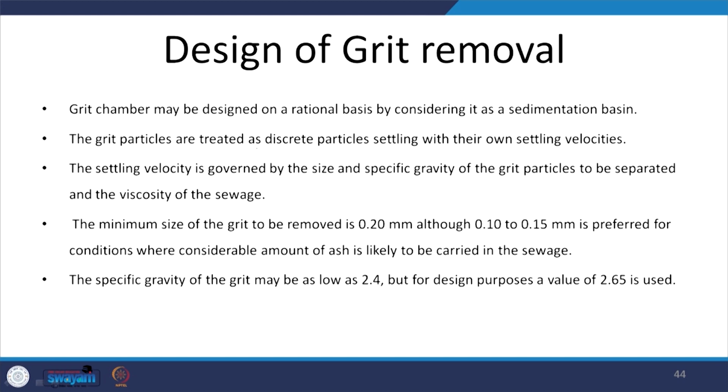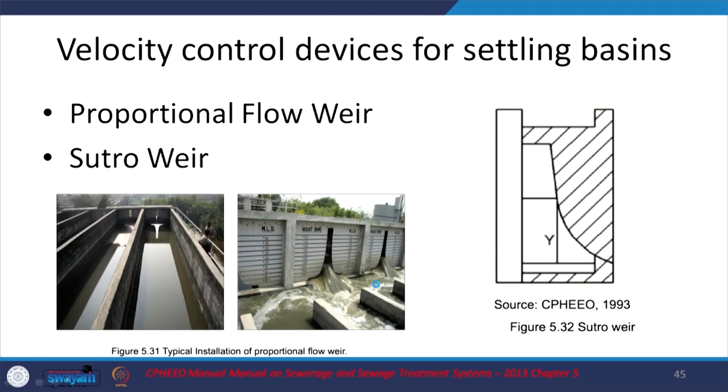So, let us move on, we will discuss this in detail later. A grit removal chamber may be designed assuming that it is a sedimentation basin. So, particles are treated as discrete particles, that is why we said discrete settling or type 1 settling, with their own settling velocities. And obviously, the settling velocity of each particle will depend on the size and gravity of the particles. The minimum size and such, we discussed out here, but we can move on. So, we have this long channel, the flow is in this direction.